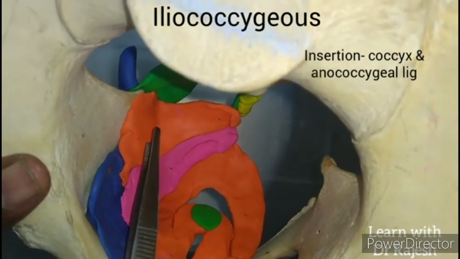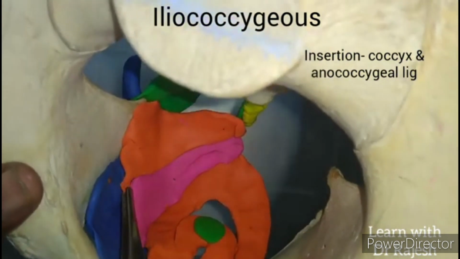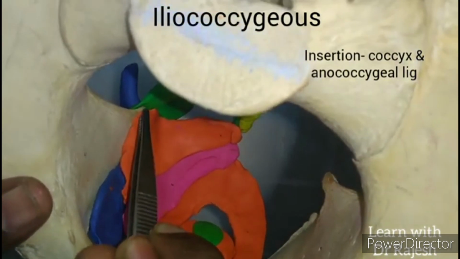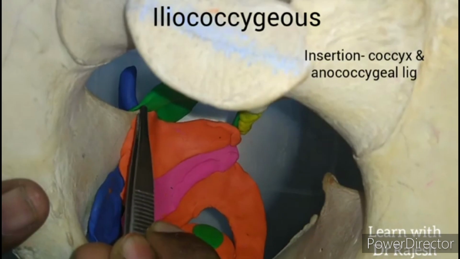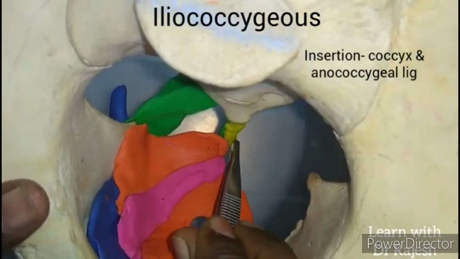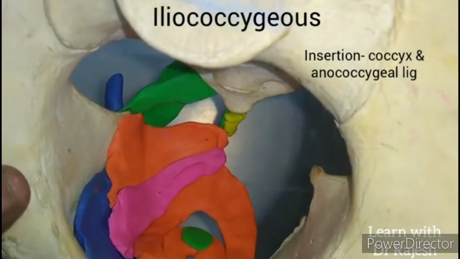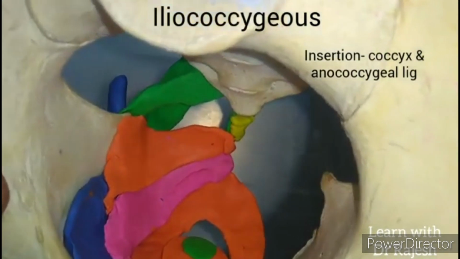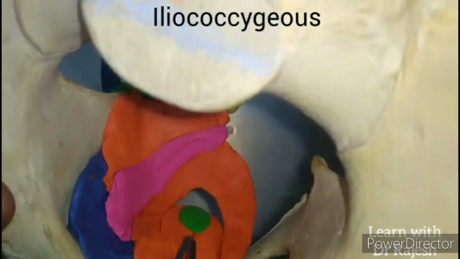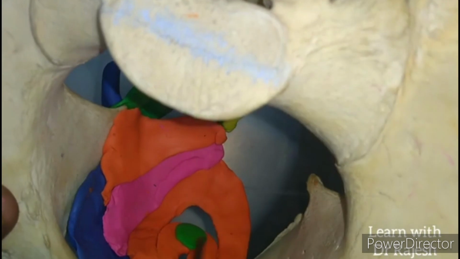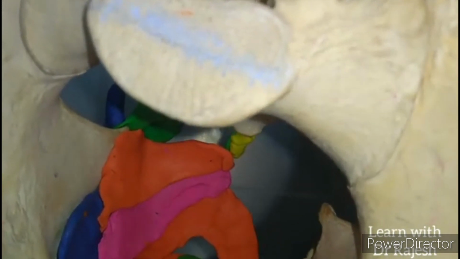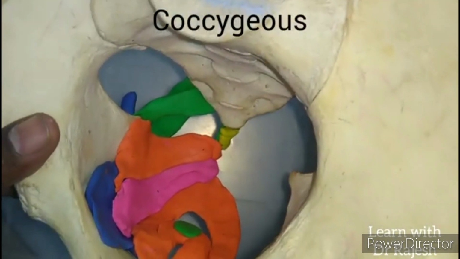You can see that is the origin, and this is the insertion, going towards the coccyx and the anococcygeal ligament. Okay, you can see very clearly how the insertion is happening, right? So we can just recollect all those things, what they are going to do. They are very, very important, because they are helping all the structures.